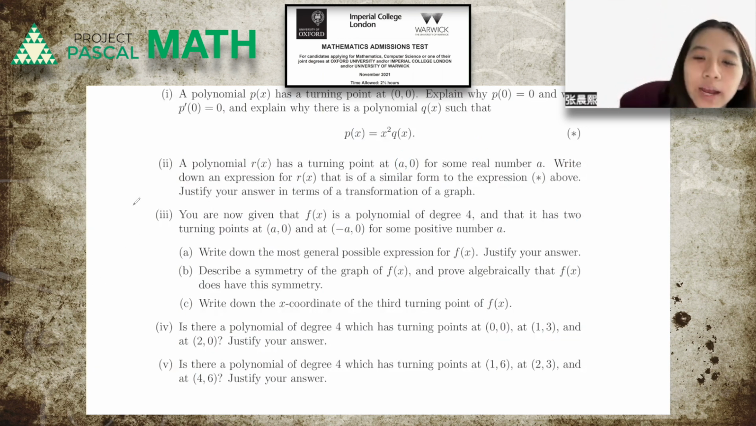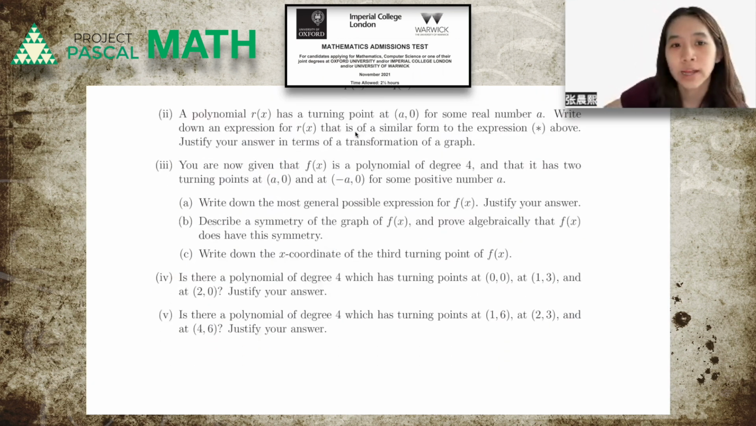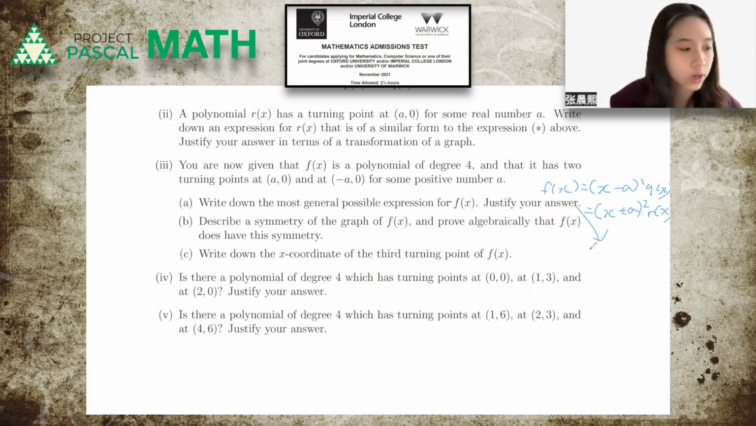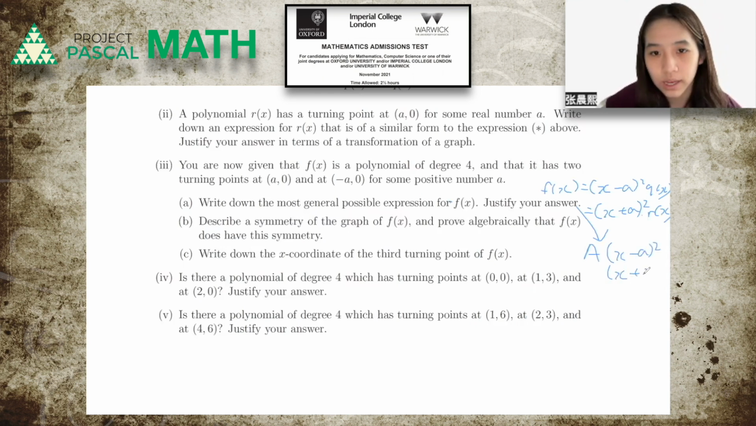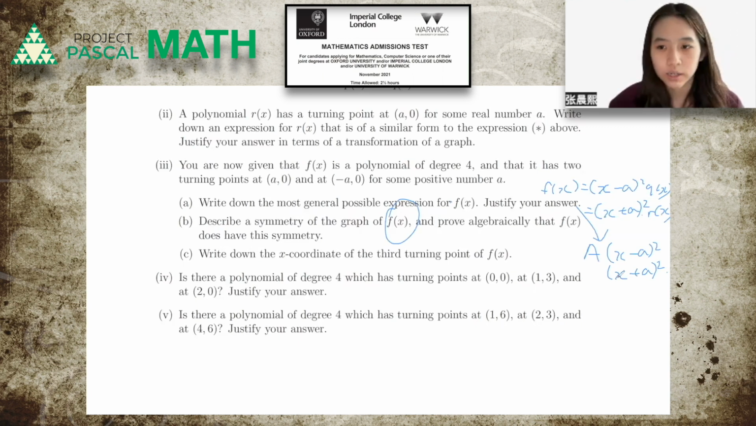Okay, and for part III, you are given that f(x) is a polynomial of degree 4 and has two turning points at these. From the previous question, f(x) equals (x minus a) squared q(x), and also (x plus a) squared r(x), for instance. So the most general equation will be a(x minus a) squared (x plus a) squared, whereby a is a constant.